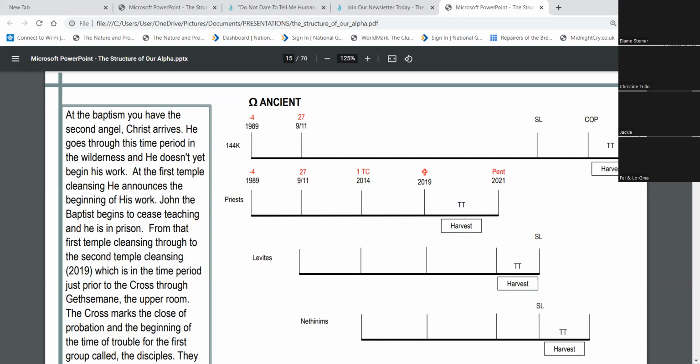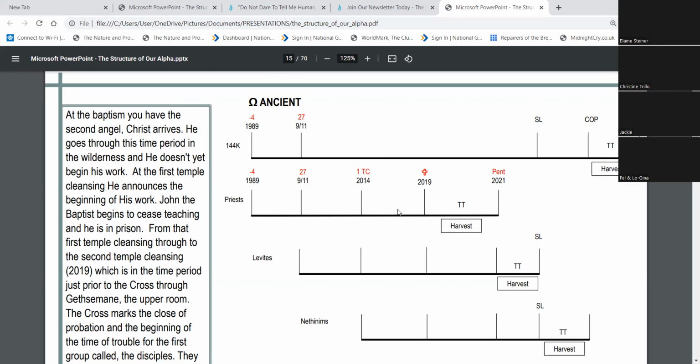At the baptism, you have the second angel, Christ, who arrives. He goes through this time period in the wilderness, and he doesn't yet begin his work. The first temple cleansing, he announces the beginning of his work. John the Baptist begins to cease teaching, and he is in prison. From that first temple cleansing through to the second temple cleansing, 2019, which is the time period just prior to the cross through Gethsemane, the upper room.